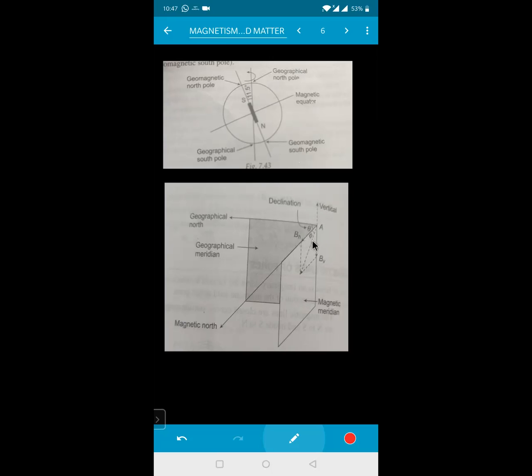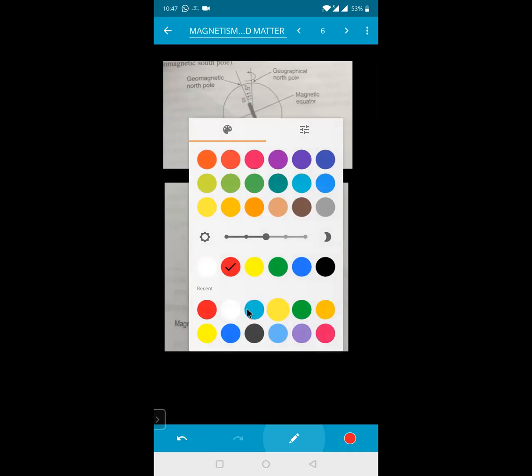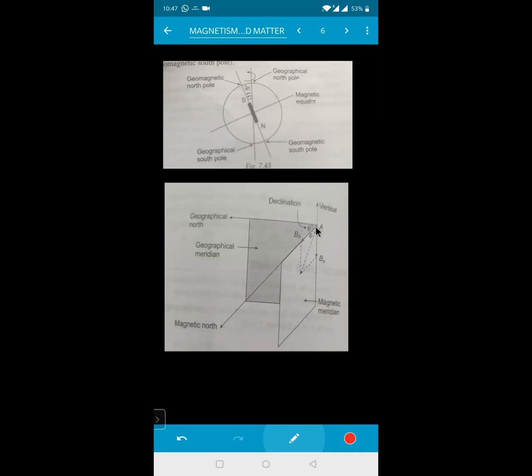Inclination or dip means the angle made by the Earth's magnetic field. This is your Earth's magnetic field, nothing but a pure B. The angle made by the Earth's magnetic field with the horizontal direction of the magnetic meridian is called inclination or dip. This angle phi is made with respect to the horizontal component.